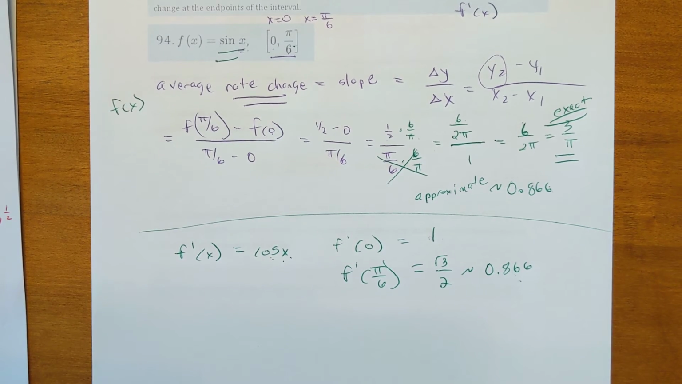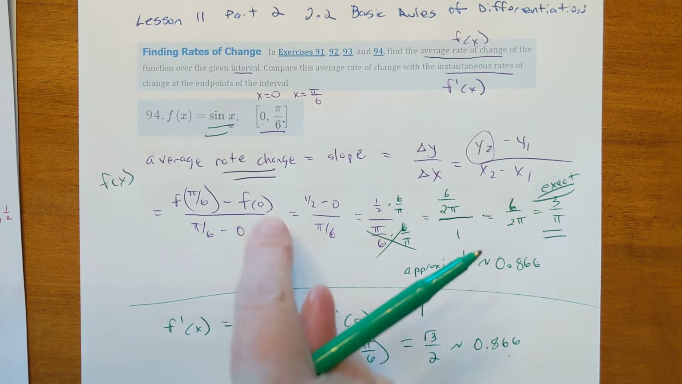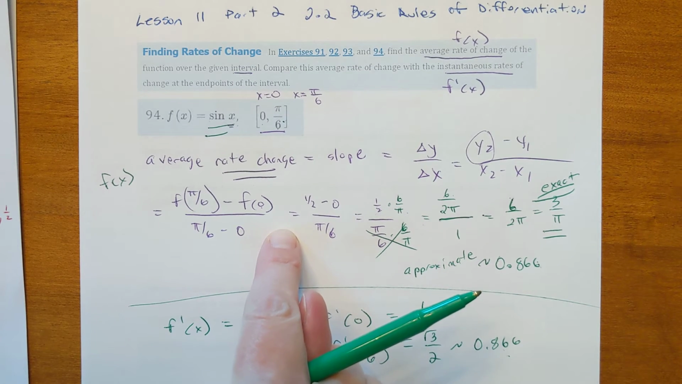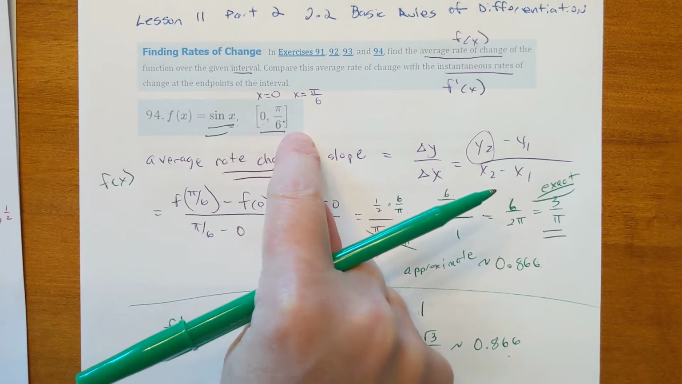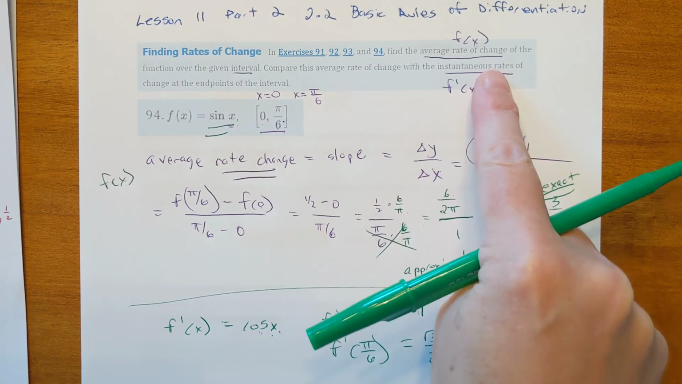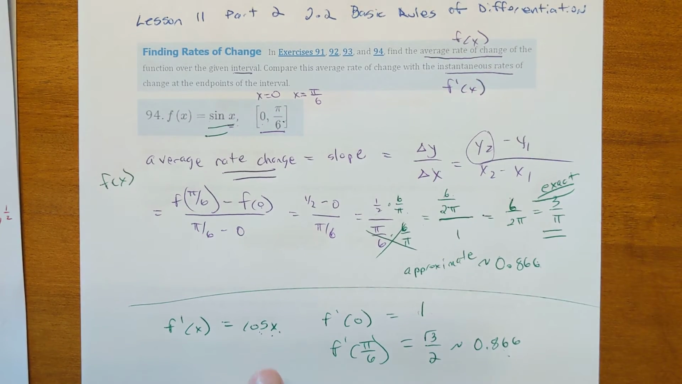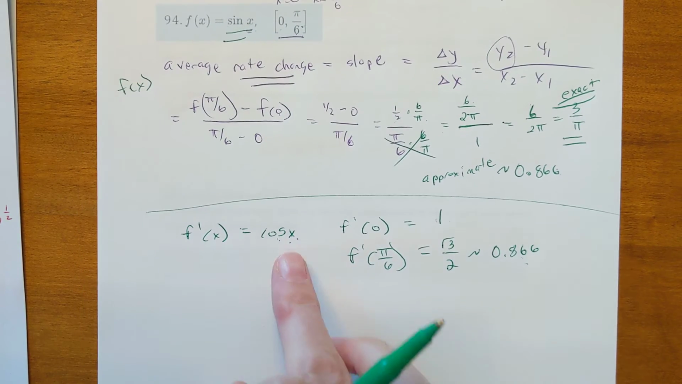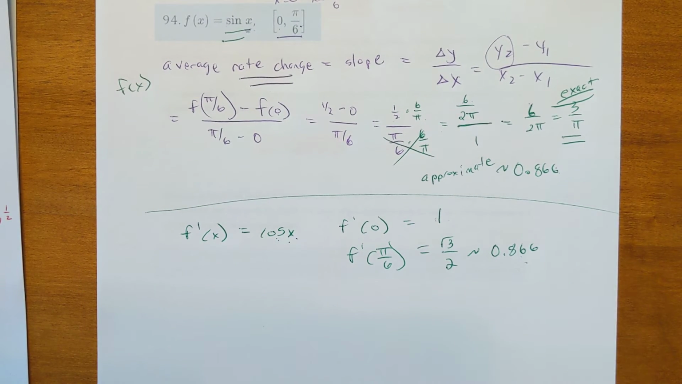So again, the big takeaway from this is when they want the average rate of change, it's on the original function. Find the slope of the original function using the two endpoints. Instantaneous rate of change is using the derivative. You have to take the derivative, and then you plug in the endpoints and find out what those two numbers are.